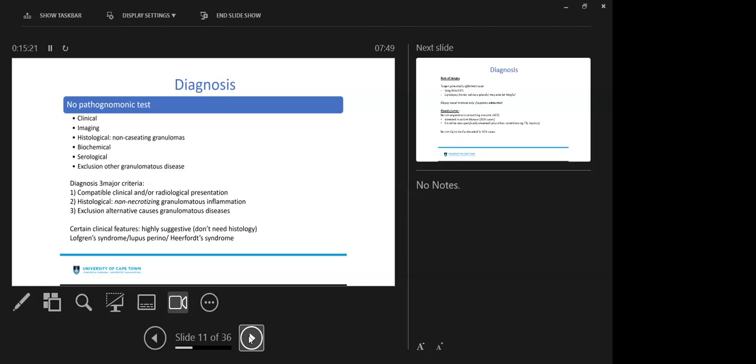But the diagnosis really relies on three major criteria. Your clinical picture must be compatible with sarcoid and/or there is radiological evidence of sarcoid. Histologically, non-necrotizing granulomatous inflammation, and then you've got to exclude other causes. So you need clinical, radiological, and histological confirmation.